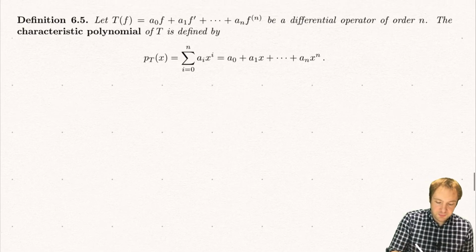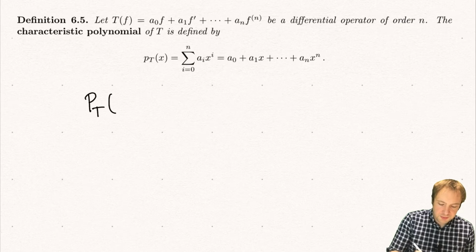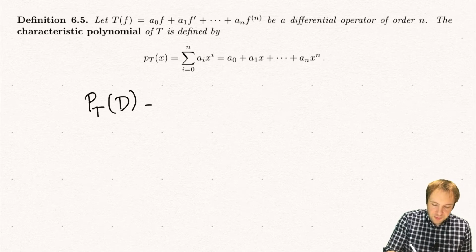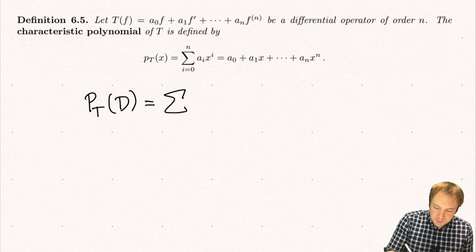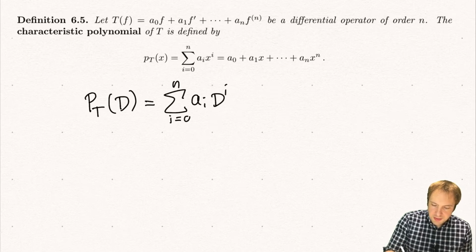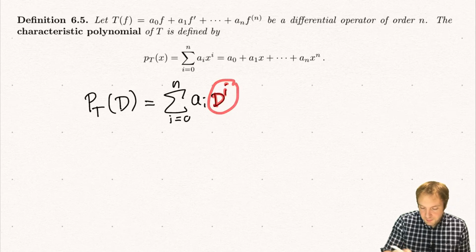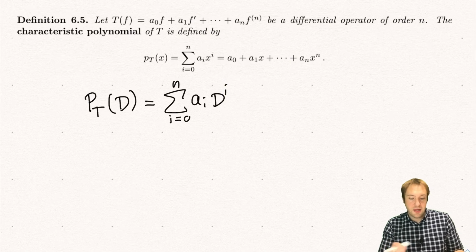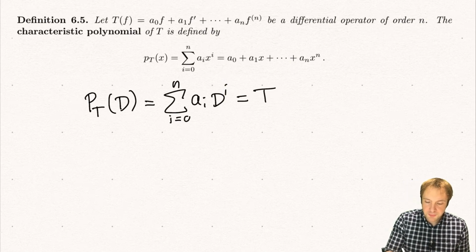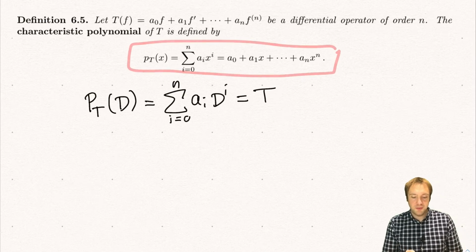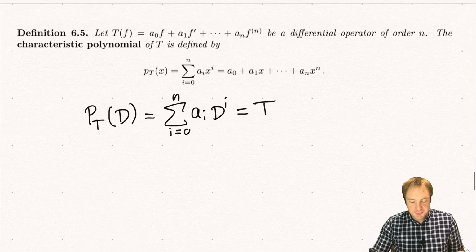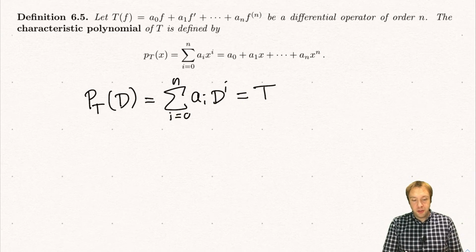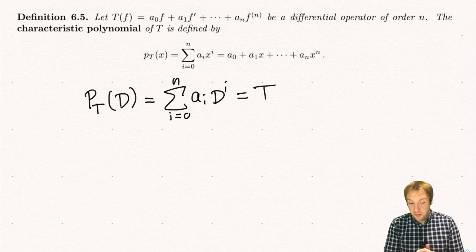And also notice that if I consider p_T of D, so by D I mean this differential operator which sends f to its first derivative, this would mean we have the sum of a_i D^i, and again here by D^i, so D is an operator, it's a map, I mean that I apply D i times, so this is exactly our operator T. I mean, this is how we define this characteristic polynomial. And this characteristic polynomial will now be used to calculate elements in the kernel of T.